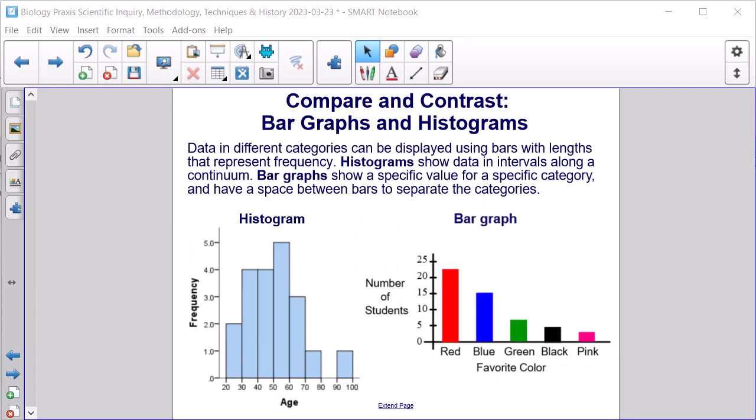Compare and contrast bar graphs and histograms. Data in different categories can be displayed using bars with lengths that represent frequency. Histograms show data in intervals along a continuum. So you can see here the continuum of age from 20 to 100, whereas bar graphs show a specific value for a specific category and have space between the bars to show that those categories are separate.